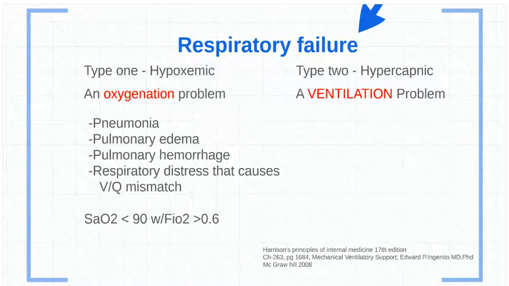So say you got them on an NRB, they're really having trouble breathing, and their SpO2 is still in the crapper. It's more than not an oxygenation issue. It could be pulmonary edema. It could be pulmonary hemorrhage. It could be exacerbation of pneumonia.